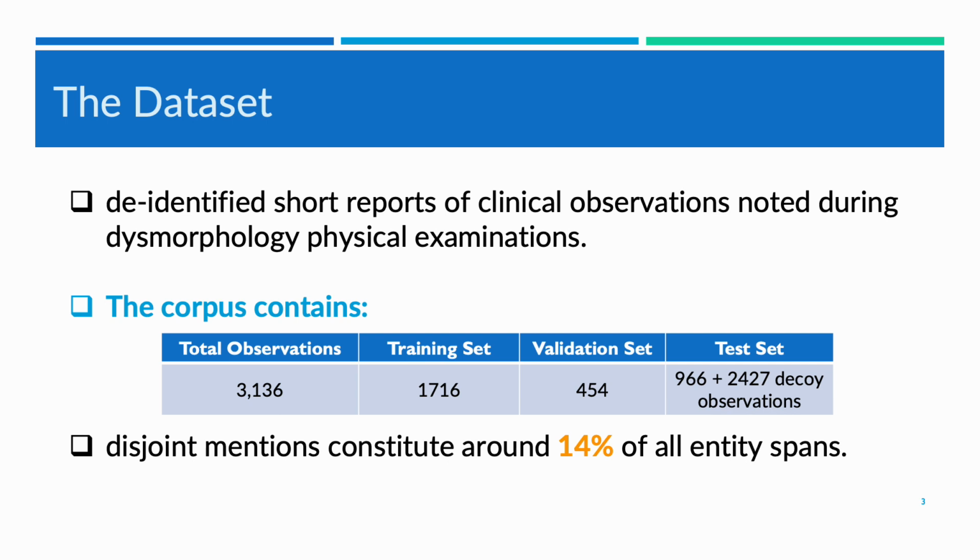For the dataset, we have de-identified short reports of clinical observations noted during dysmorphology physical examinations. The corpus contains a total of 3,136 observations split into training, validation, and test sets. The task organizers stressed the importance of solving the problem of disjoint mentions, which constitute around 14% of all entity spans.